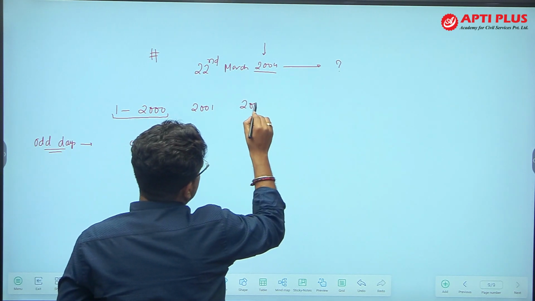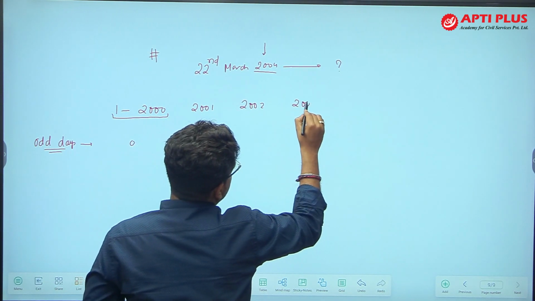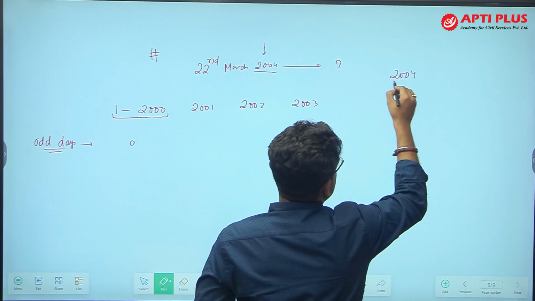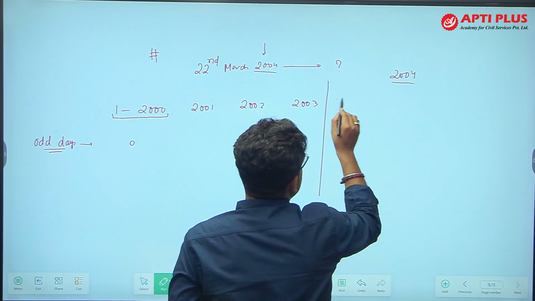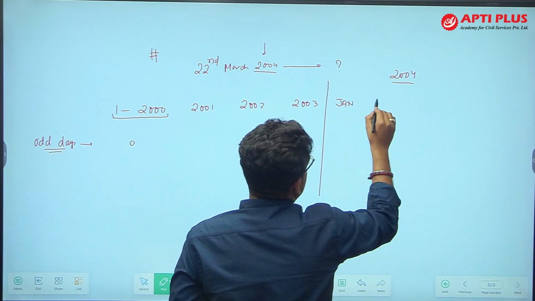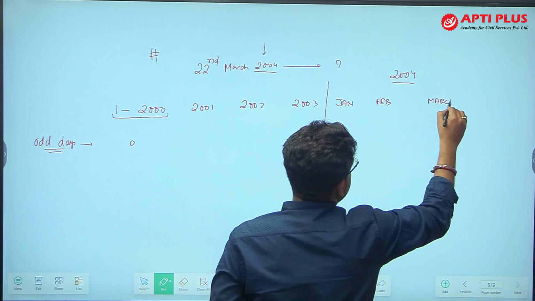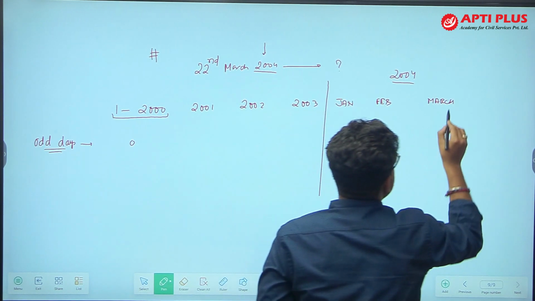Then 2002, then 2003 and then 2004, but we are not tracing the entire 2004, we are tracing month wise, that is January, February, March, and for March which date? I am supposed to go to 22nd March.